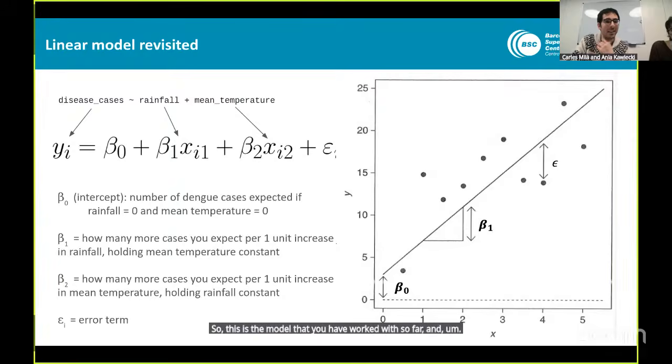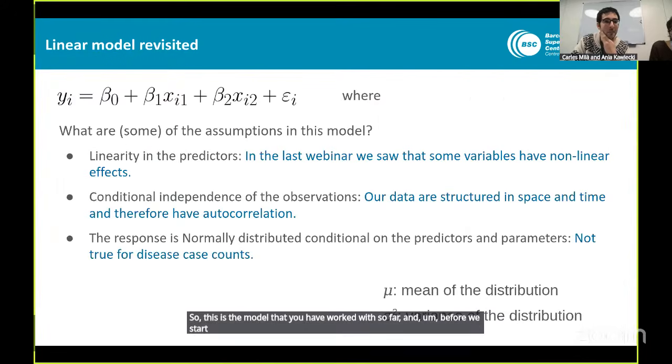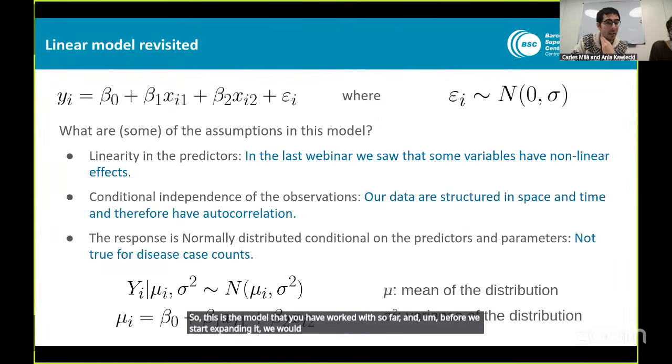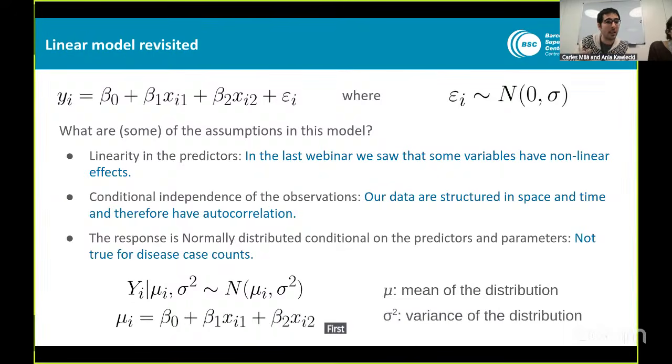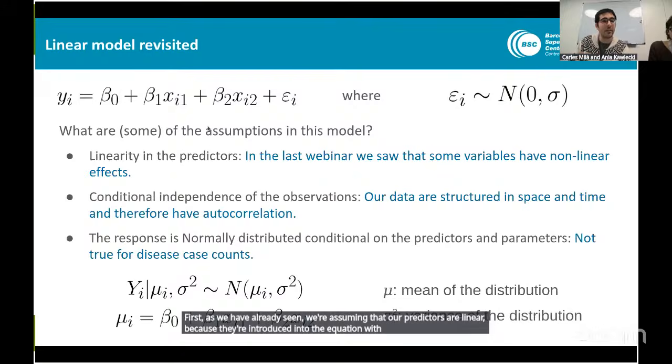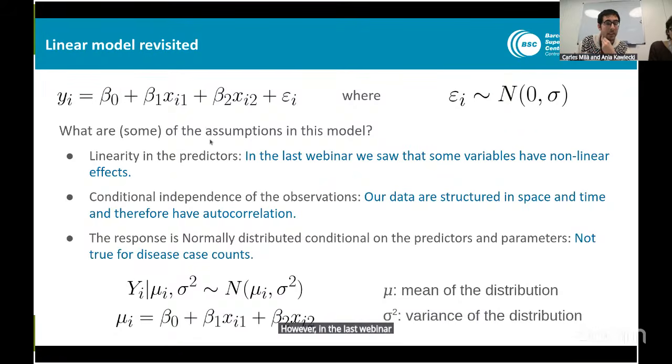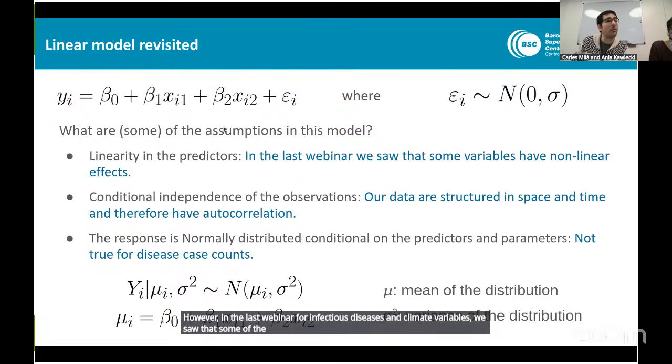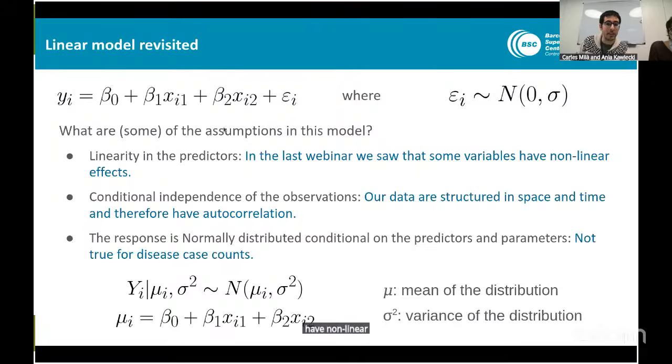And before we start expanding it, we would like to go through some of the assumptions that this model has. First, as we have already seen, we're assuming that our predictors are linear because they're introduced into the equation with the summation of the coefficient and the covariate. However, in the last webinar on infectious diseases and climate variables, we saw that some of the climate variables have nonlinear effects on the disease. So we might want to also take that into account, which is something that we cannot do with this linear model.